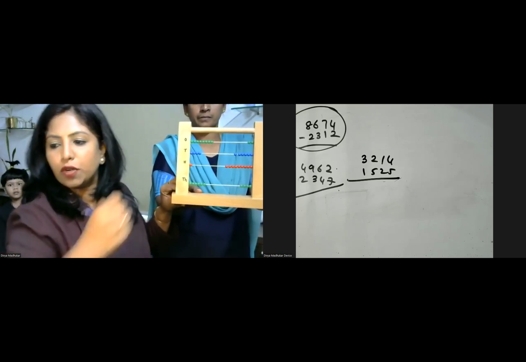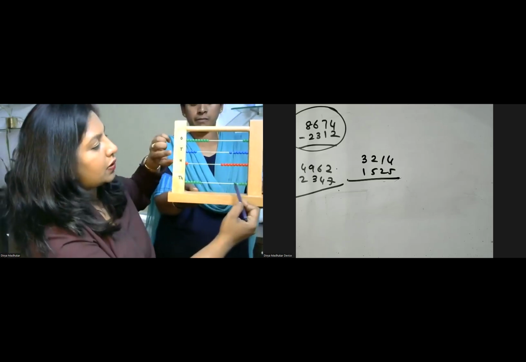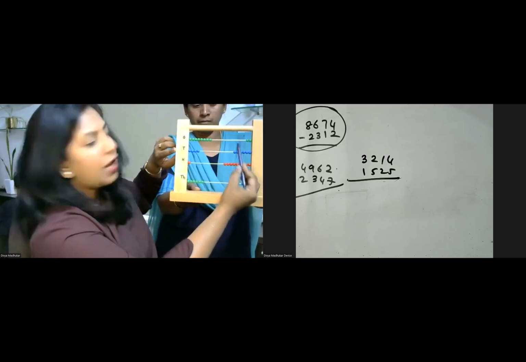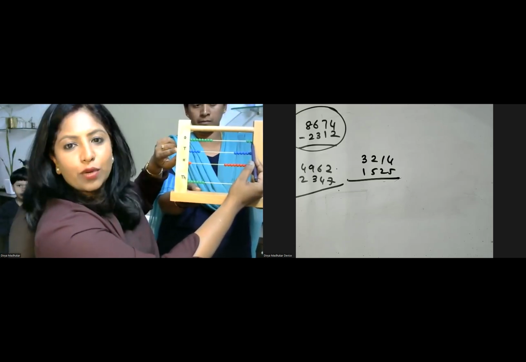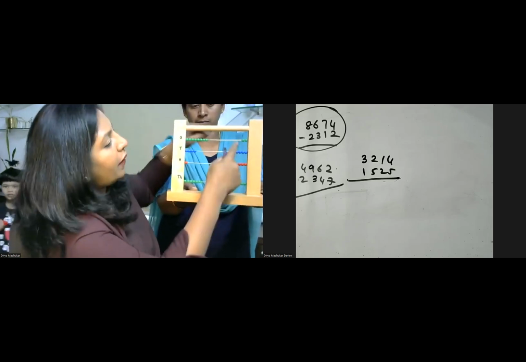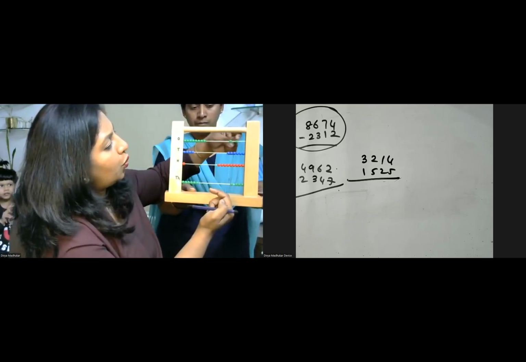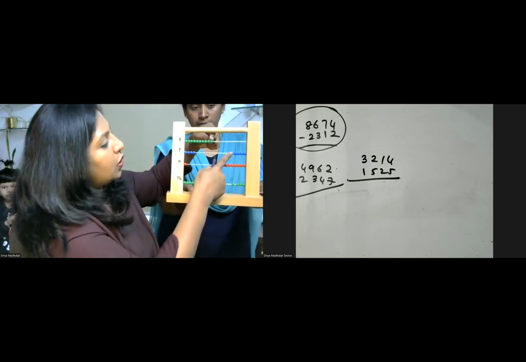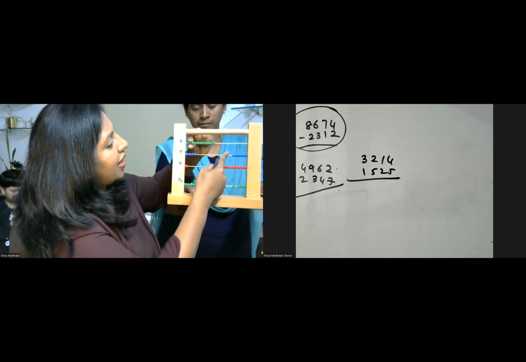Okay. So what we have here is we have our 4,000s, we have 900s, we have 6 tens and 2 ones. Right? So now from 2 ones, I have to take away 7 ones. When I take away 1, 2, 3, 4, 5, 6, 7, 8, 9, I don't have enough. So that is when I do an exchange.